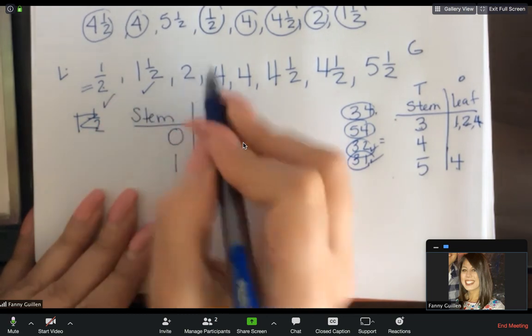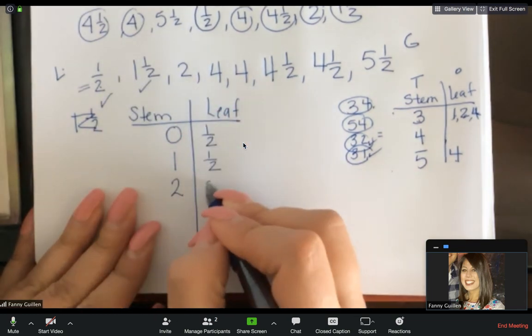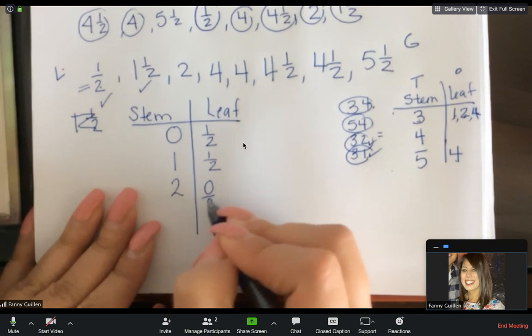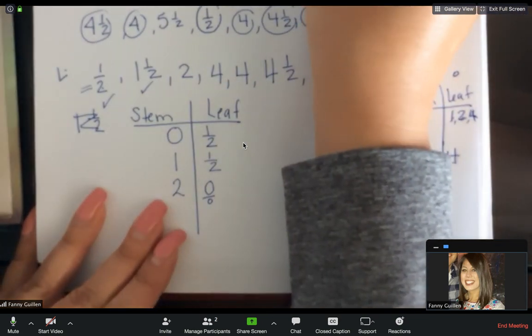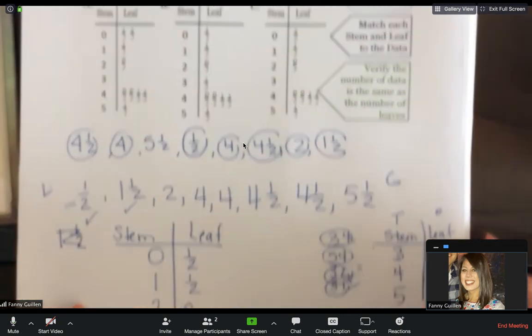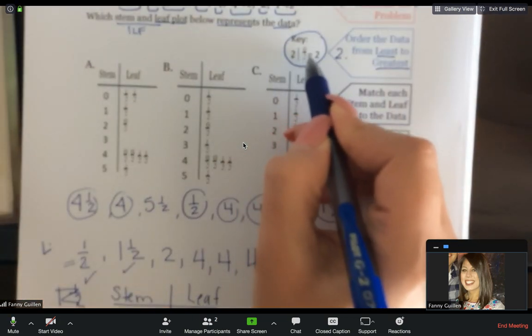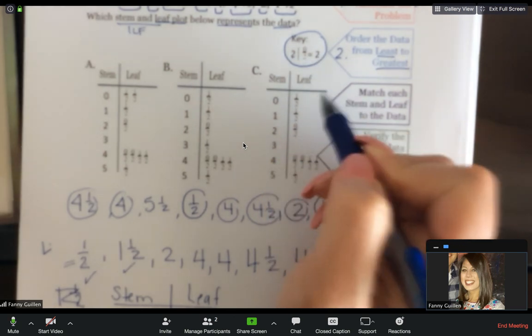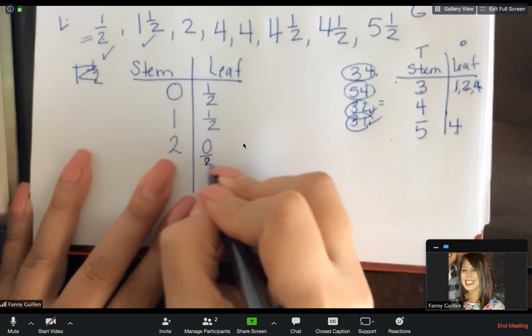Check, check. And then I have 2. Right? And how many? I have 1, 2. So I'm going to put a 0 over 0, right? Because that means, remember, my key was very important. Let's go back to my key. I'm so sorry, I'm going to highlight that. My key was very important because it says 2/0 over 2 means 2, right? So I'm sorry, that is 2, 0 over 2.